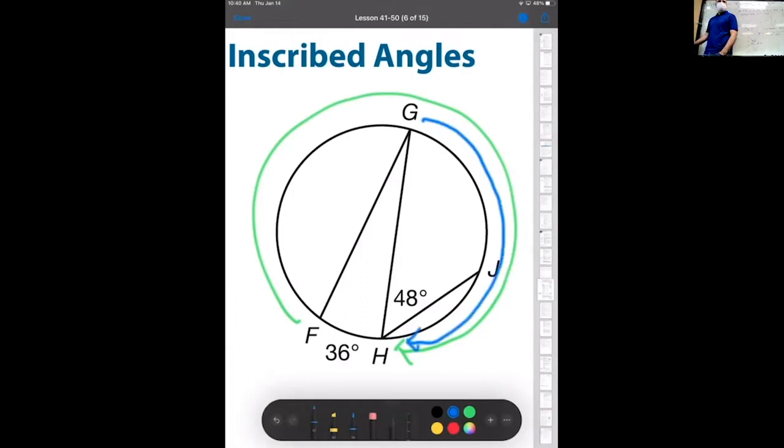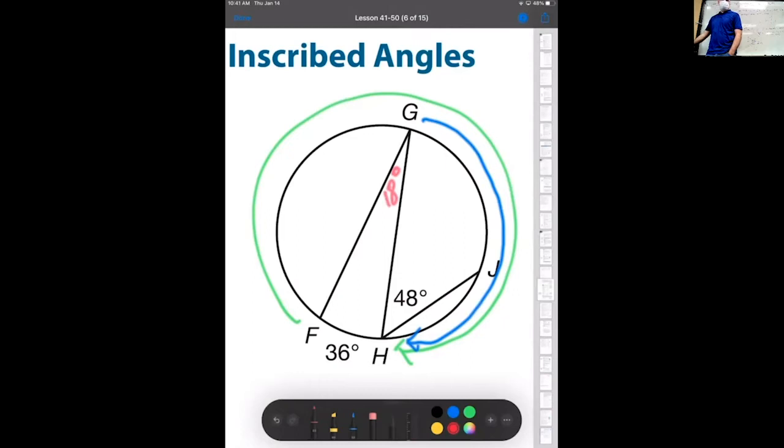So what do you know so far? Are those the only two objectives? Yep. So what do we know so far? Can someone tell me some arc measures or angle measures? G would be half the measure. So what's the measure of G? It would be half of 36. Yep, so that's 18 degrees, right? Good. What else?